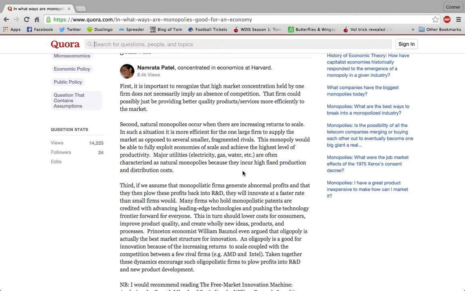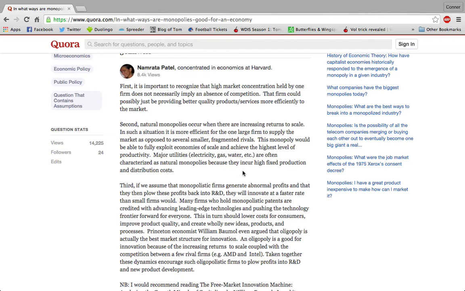Major utilities like electricity, gas, and water are often characterized as natural monopolies because, well, it says here, they incur high fixed production and distribution costs. So since they have such high costs, it works really well if there's one company that does it. The example I'm going to use, I'm sorry it doesn't work wonderfully in New Zealand, is the United States. Almost every single state has a monopoly power provider. Not the case here, obviously, because there are multiple power providers, but in the states, each individual state, generally speaking, has its own individual power provider.